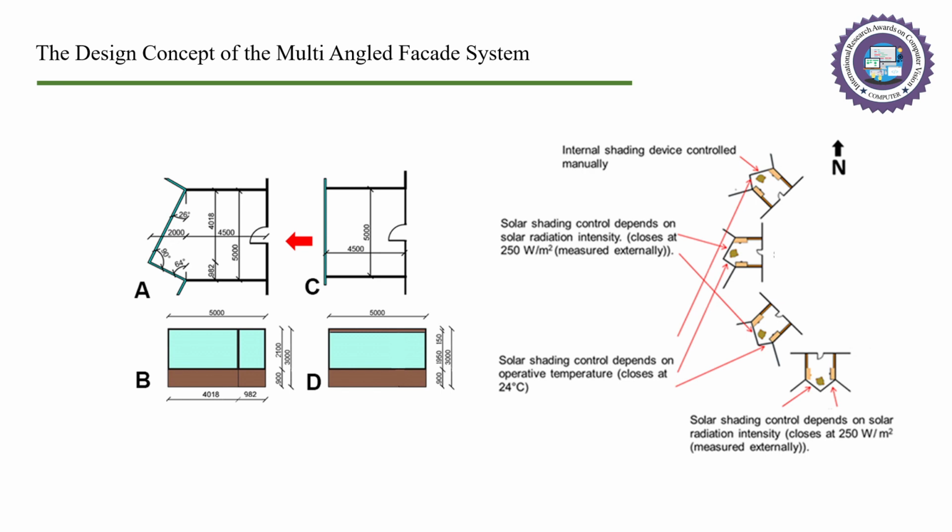This configuration, combined with the correct use of glass properties and solar shading control systems, will help to optimize the use of daylight and solar radiation through the facade and avoid overheating problems. The figure to the right presents the shading control systems of the facade, which depends on operative temperature on the part oriented more to the south and solar radiation intensity on the part oriented more to the north.